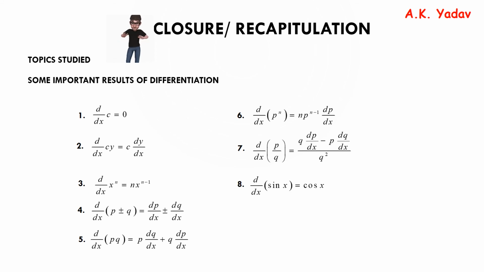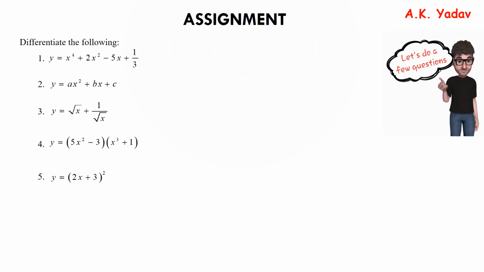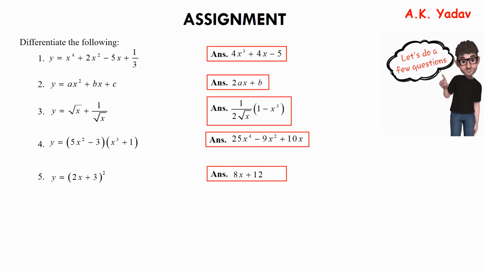Then the quotient rule. Then for sin x it is cos x. For cos x it is minus sin x. And for log it is 1 by x. Now is the time for a few questions. So these are the 5 questions you should try, and here are the answers.